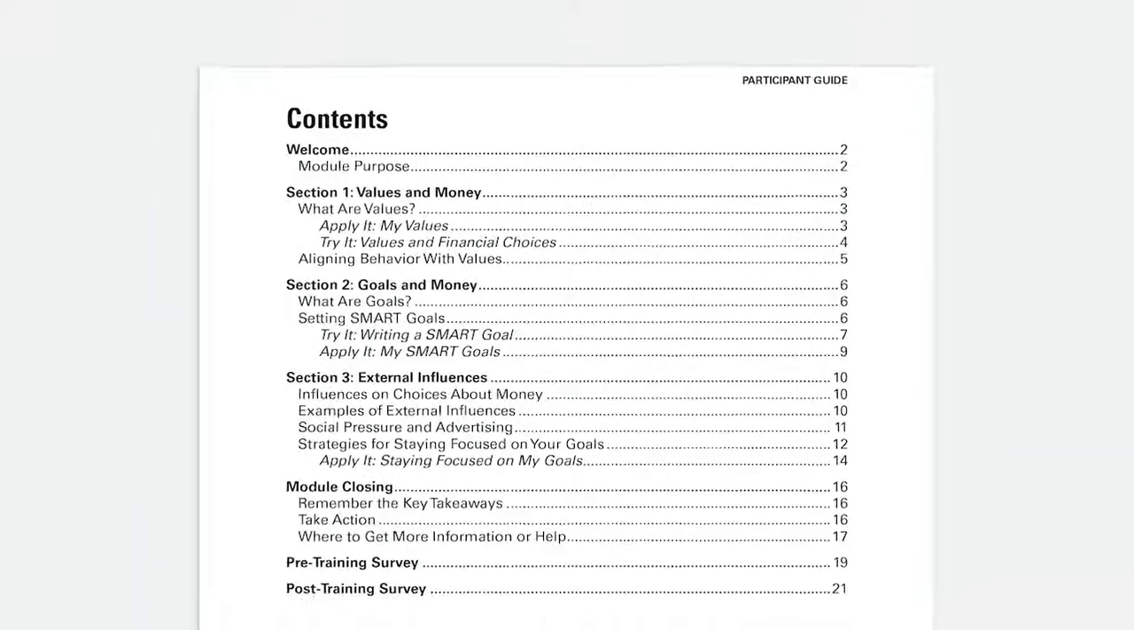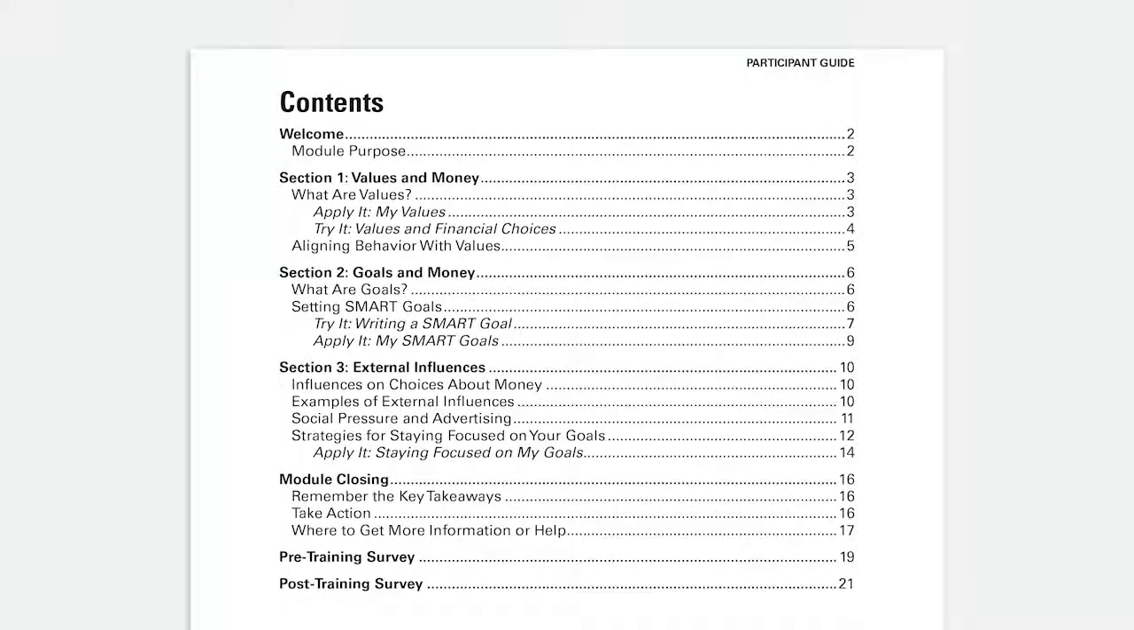Now let's review the content sections. Each section includes training content and activities. The training activities are labeled as a Try It or an Apply It activity. Let's review the activities in Section 2 of Module 1. As you can see in the Contents page for Module 1's Participant Guide, Section 2 contains 2 training topics: What are goals? And setting SMART goals.